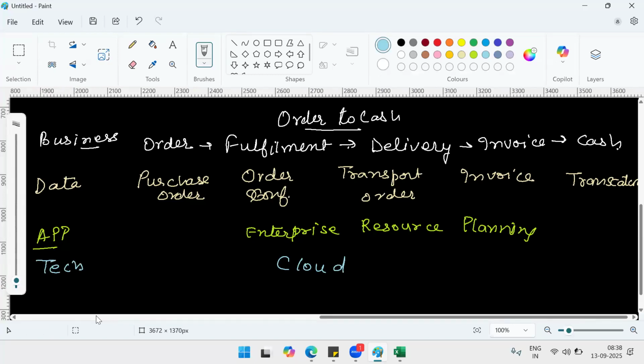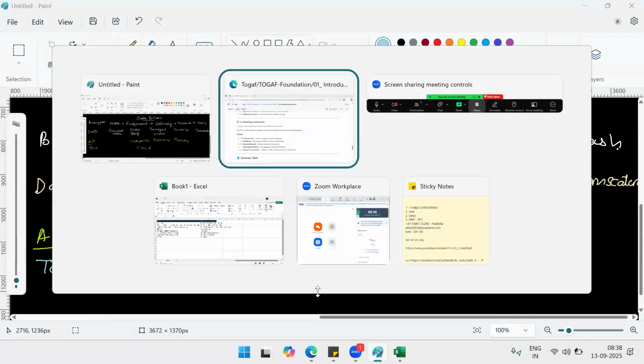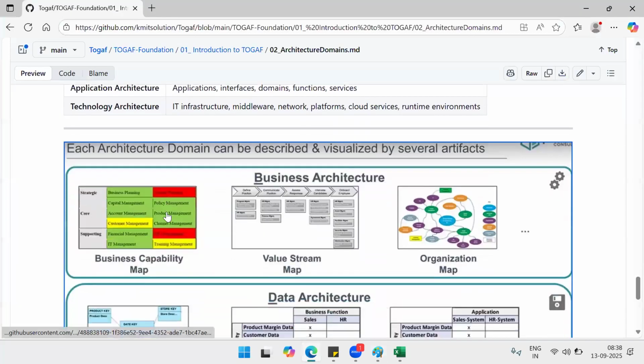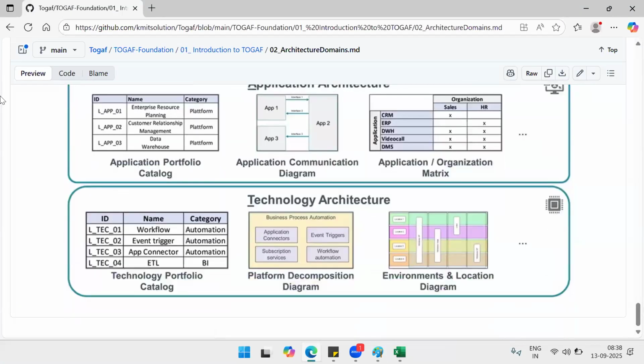Right? So this way you can differentiate, if there is any requirement, you can divide them into different categories of domain, which is business, data, application, and technology. So let us see what is in our notes. So this is done.